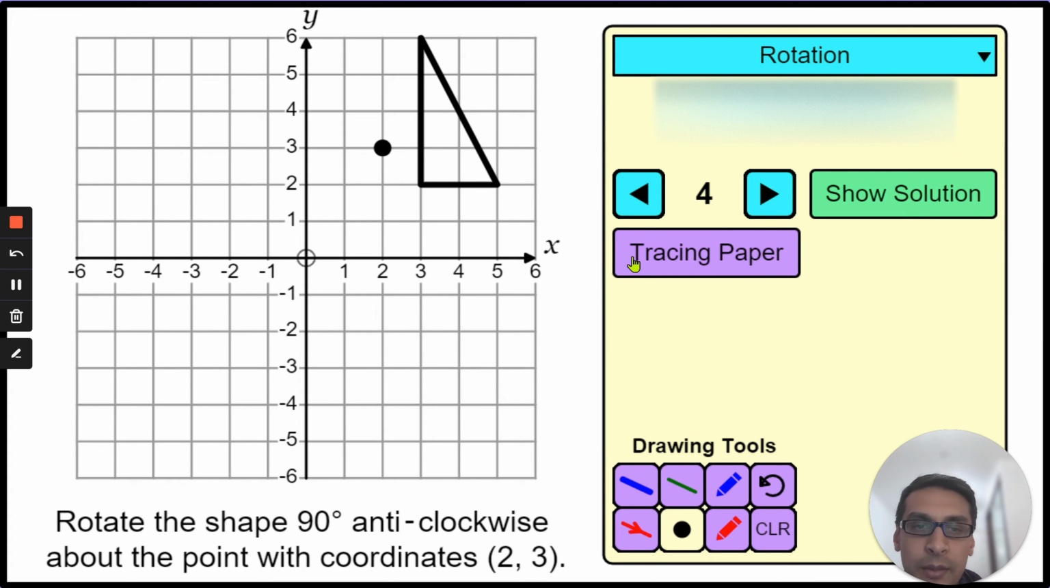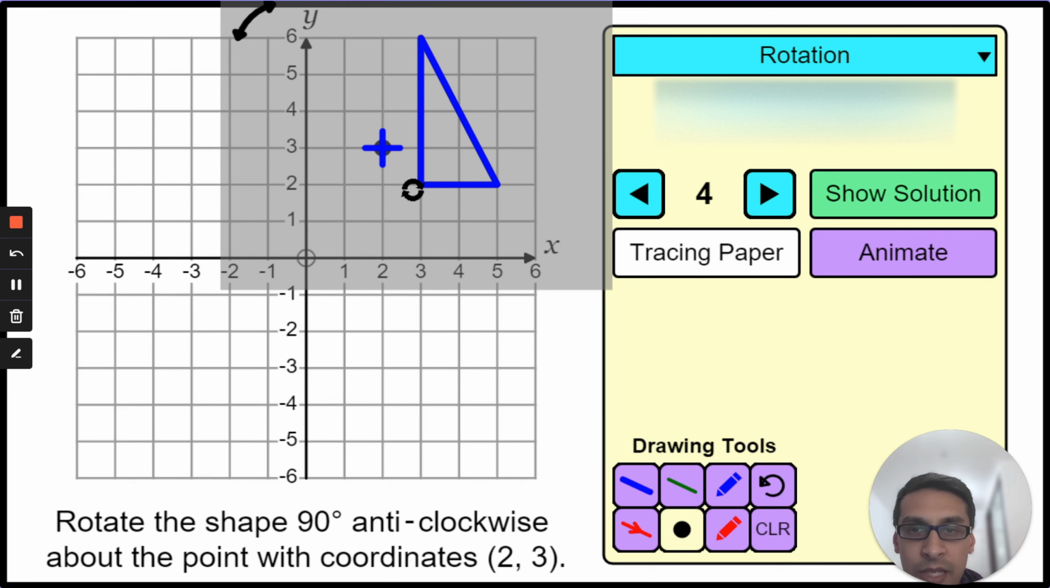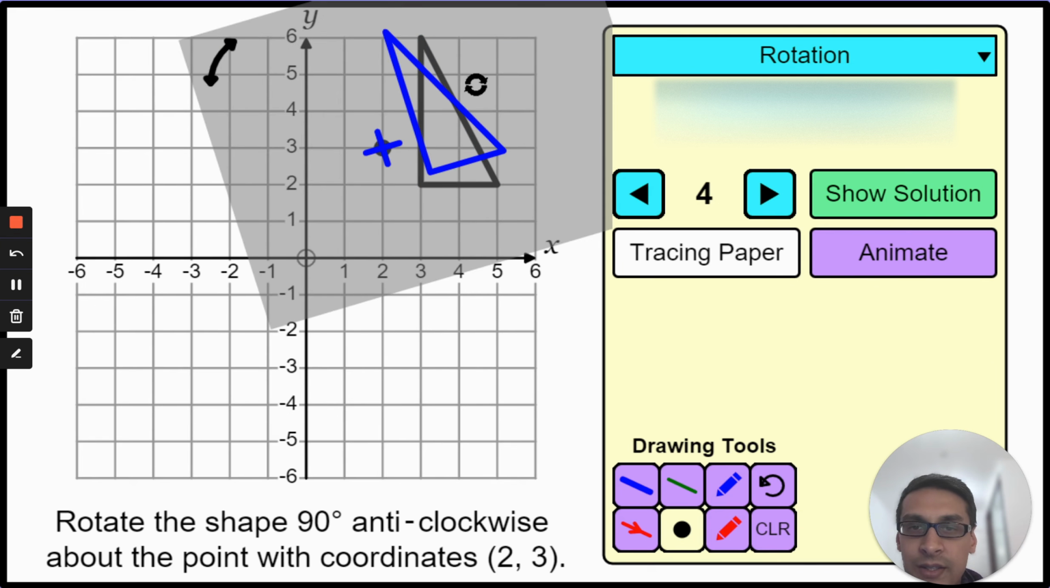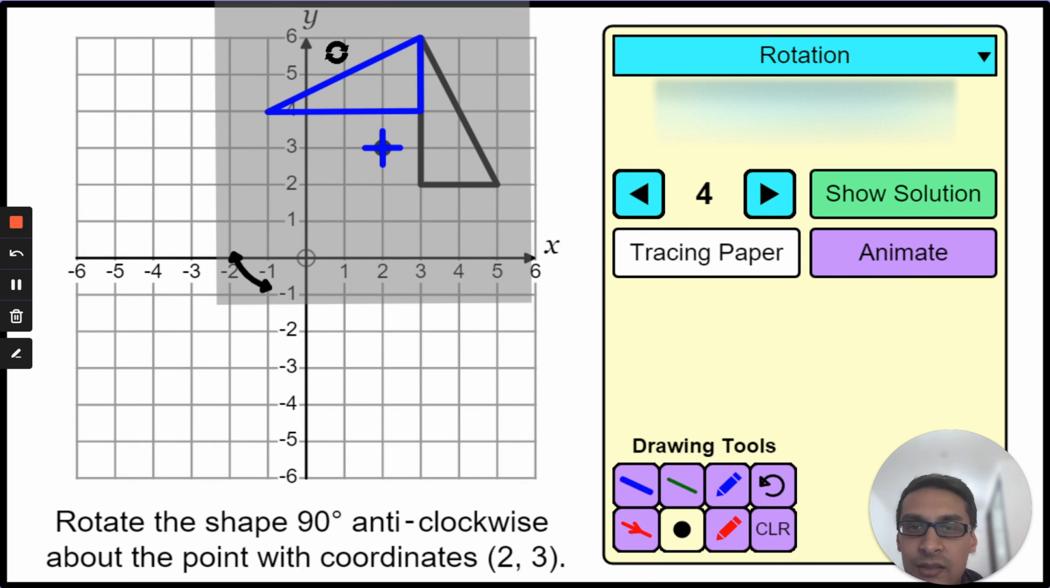We're going to draw the shape on the tracing paper. Put your pencil tip on the center of rotation, and then we're going to rotate 90 degrees anti-clockwise. So this is clockwise, anti-clockwise is the other way. Once your shape is rotated, you can see in this case it actually overlaps the triangle part of it, and then we can just sketch this out underneath the tracing paper onto your answer.